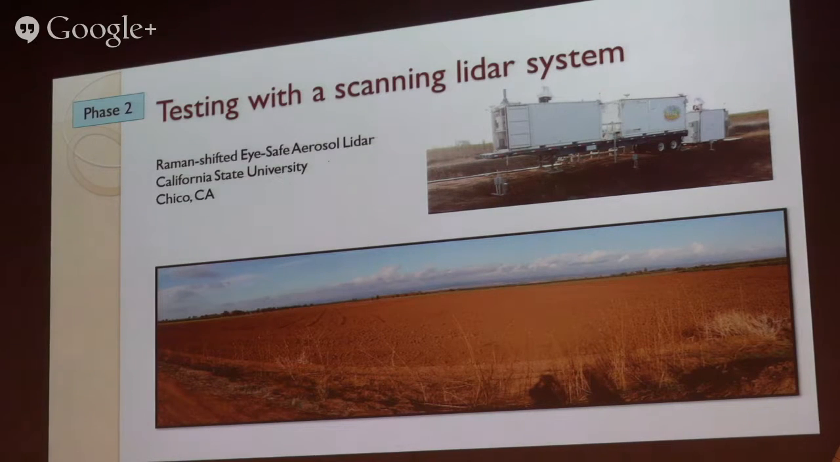How would we test this? Well, I've searched around a little bit, and this is the best idea that I have found. A colleague in atmospheric sciences has something called a Raman shifted isotope aerosol LiDAR that resides in these two containers. It was originally built at NCAR and then shipped out here to Chico, California. For those who don't know where Chico is, it's in the Central Valley of California, and the Central Valley is really flat.